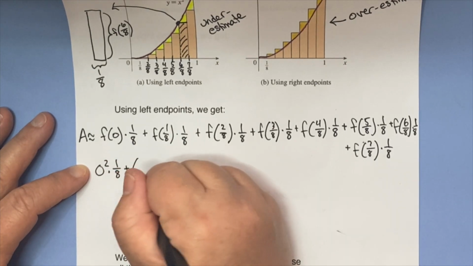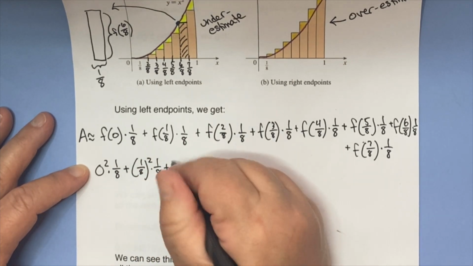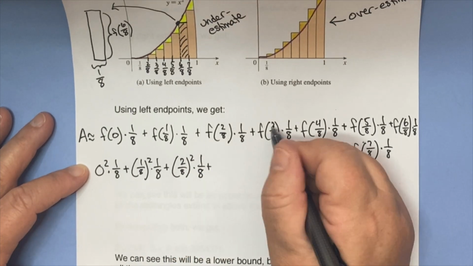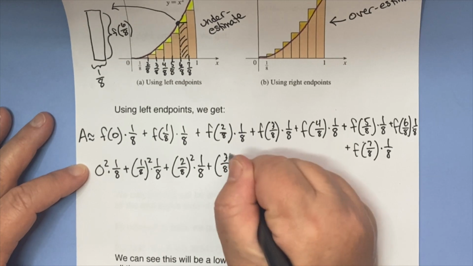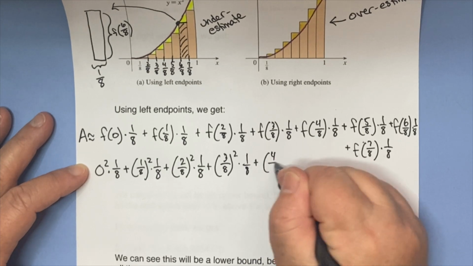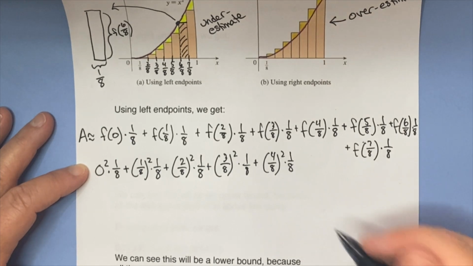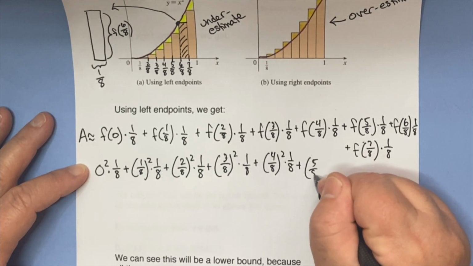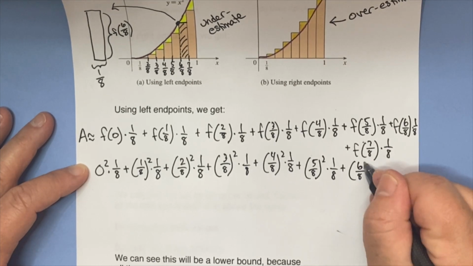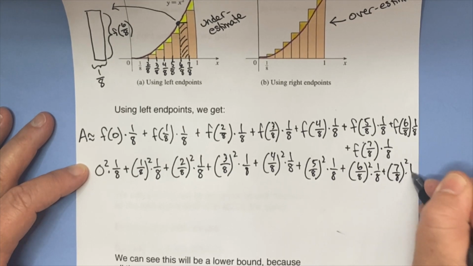Plus f of 1/8 is 1/8 squared times 1/8. F of 2/8, 2/8 squared times 1/8. 3/8, 3/8 squared times 1/8. 4/8 squared times 1/8. I'm going to run into mine, so I'm going to start heading downwards. 5/8 squared times 1/8. 6/8 squared times 1/8. Plus 7/8 squared times 1/8.